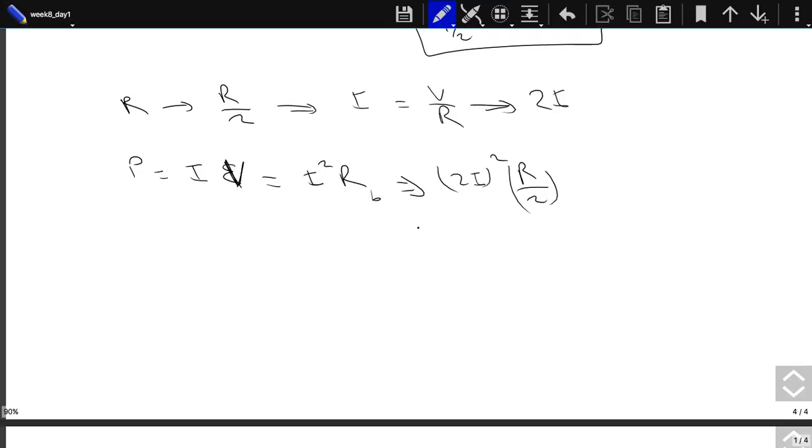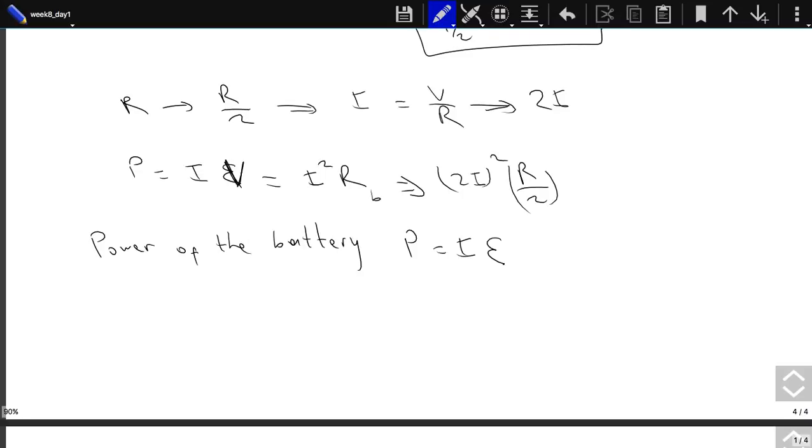Okay, so don't get confused. What is the power? The power of the battery. For an ideal battery, power is equal to I times epsilon, the EMF of the battery. That's it. Epsilon is not equal to I times R.